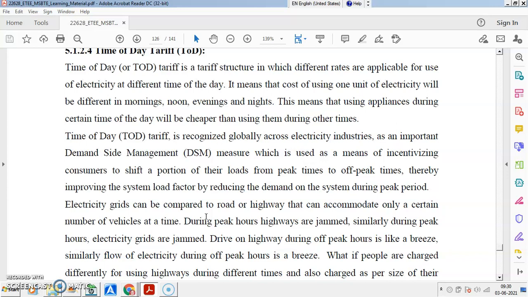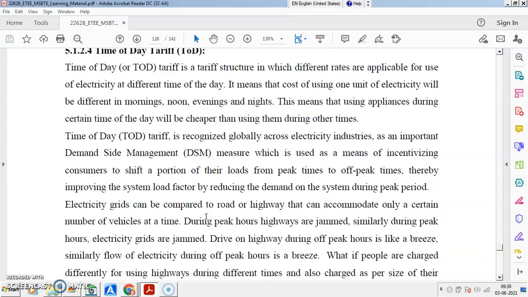It is an important demand side management measure which is used as a means of incentivizing the consumers to shift a portion of their loads from peak time to off-peak time, thereby improving the system load factor by reducing the demand on the system during the peak period.